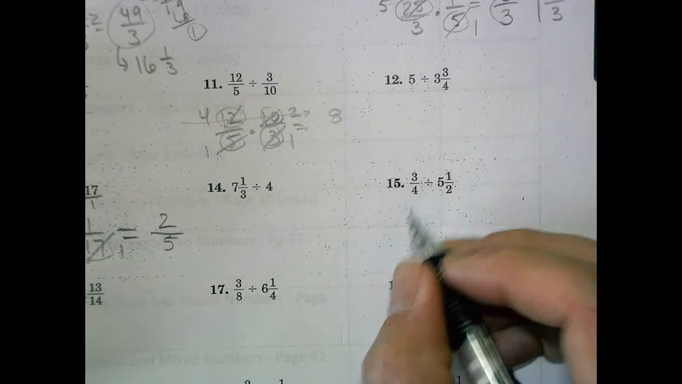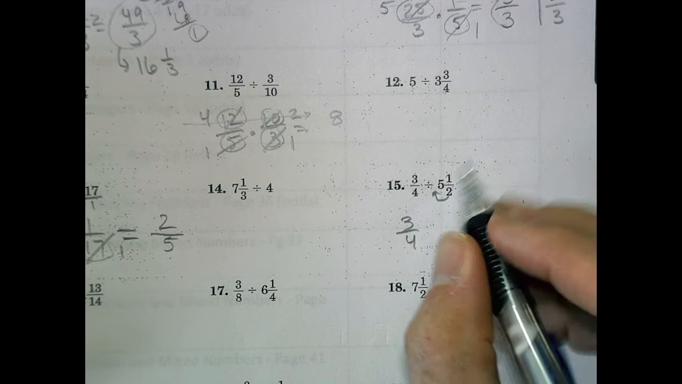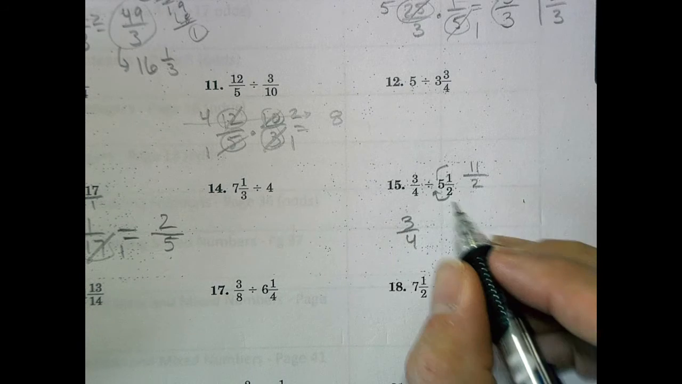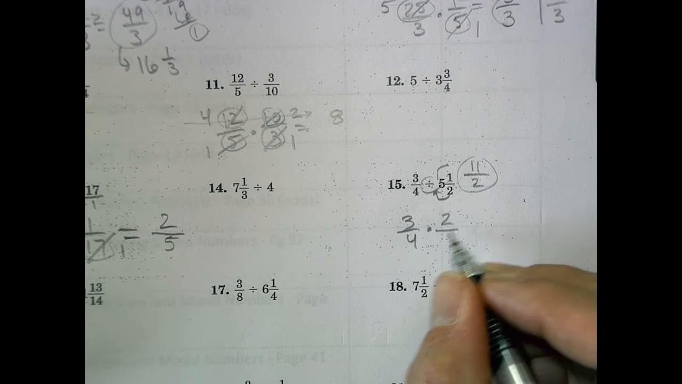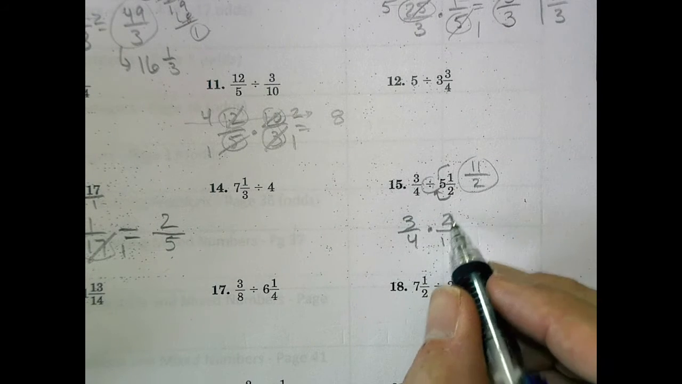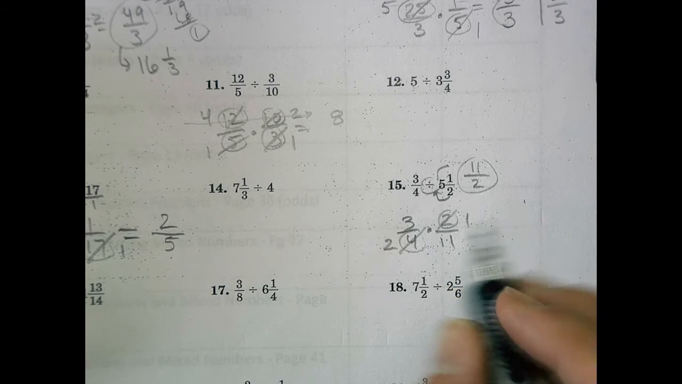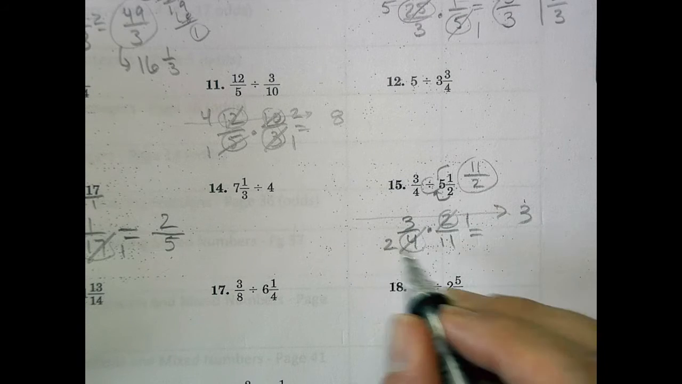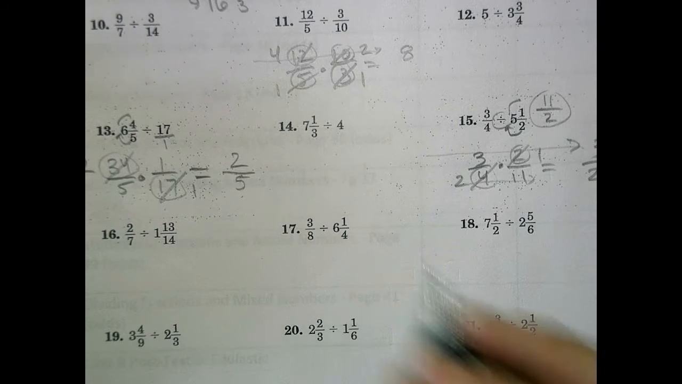my solution. Number 15, we have 3/4, so that stays 3/4. Here I'd have to go 5 times 2 is 10, plus 1 is 11, so I have 11 over 2, but I want to multiply by the reciprocal, so multiply by 2 over 11. I can reduce the 2 and the 4. There's 1 2 inside of there, 2 2's inside there, 3's and 11's, nothing to do with those, so multiply. 3 times 1 is 3, 2 times 11 is 22, and we leave it like that.